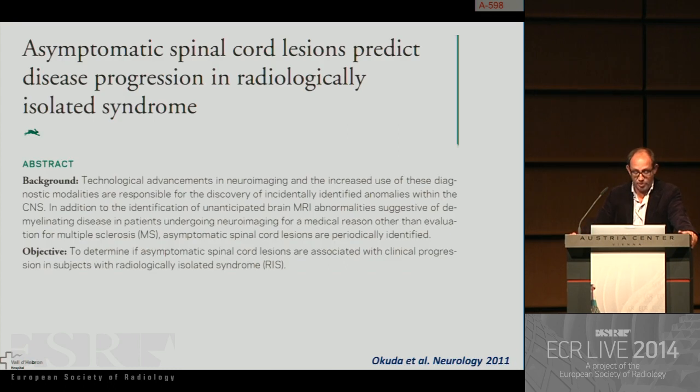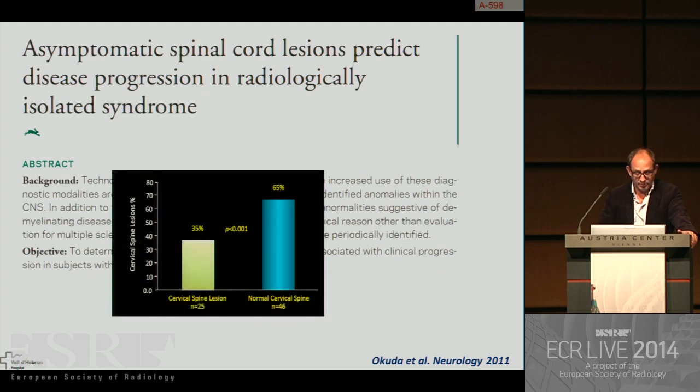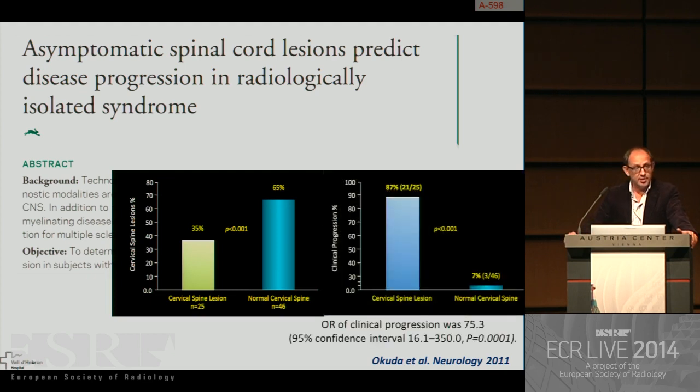Therefore, it's very important to obtain a spinal cord MRI in those patients, and these are the results, again, from the group of Okuda, showing that 35% of patients with this syndrome show lesions in the spinal cord. And the most important finding is that almost 90% of those patients presenting these spinal cord lesions will progress clinically to a clinically isolated syndrome or to MS in the next few years. So this is a very important prognostic factor.